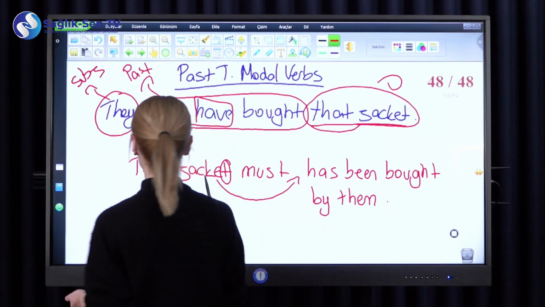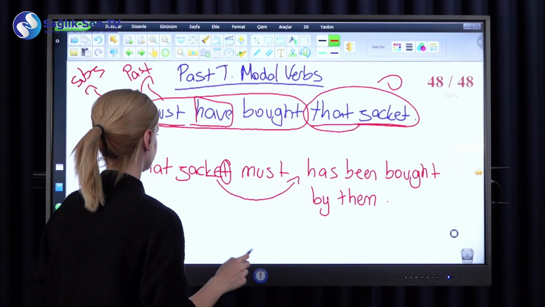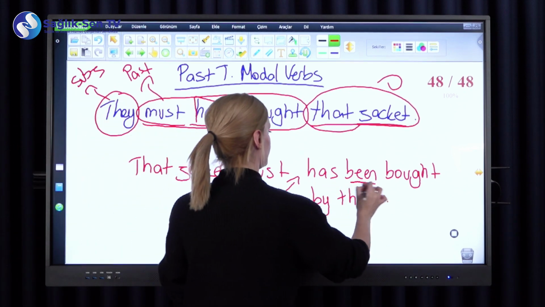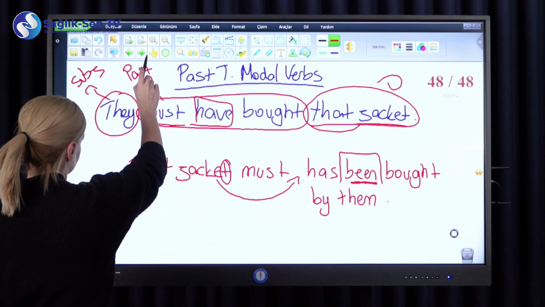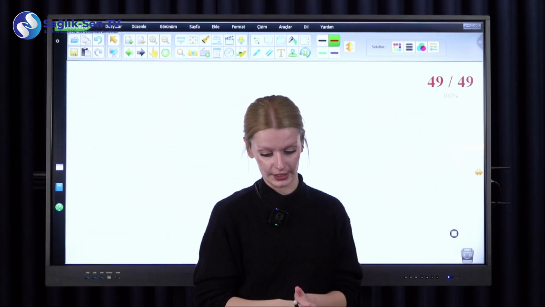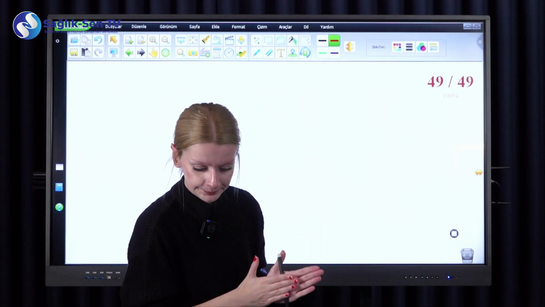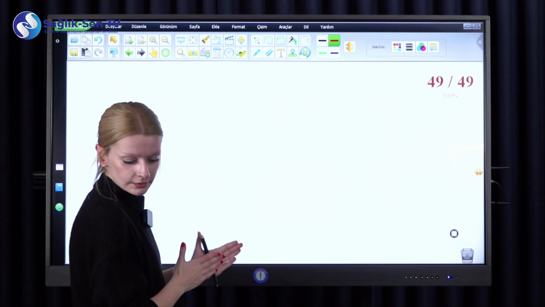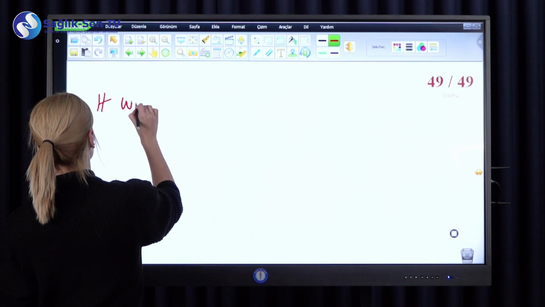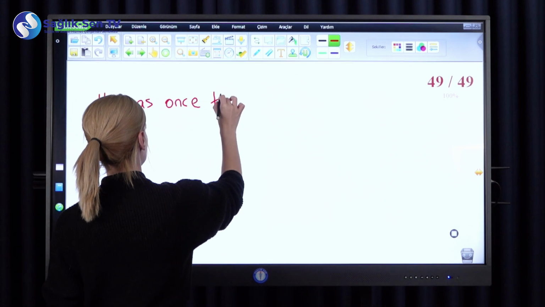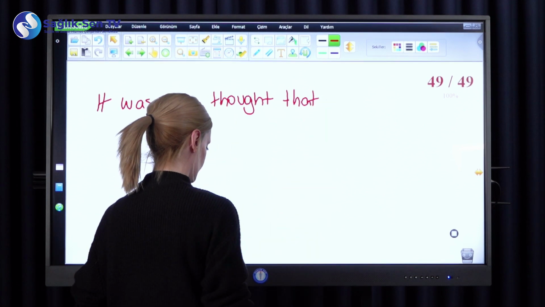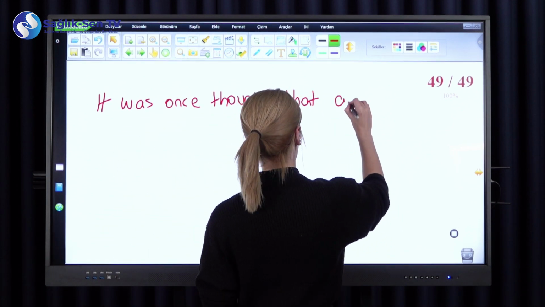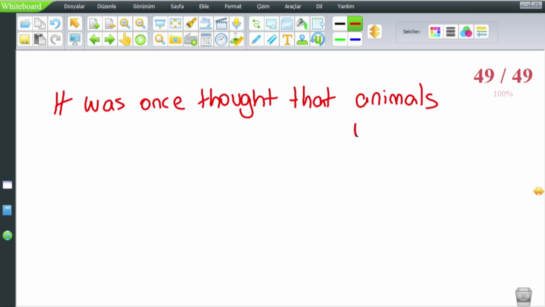Now here, what we did different is that we added actually only been. The rest of it is the same. You could have guessed it actually. And it was once thought that animals were spirits.